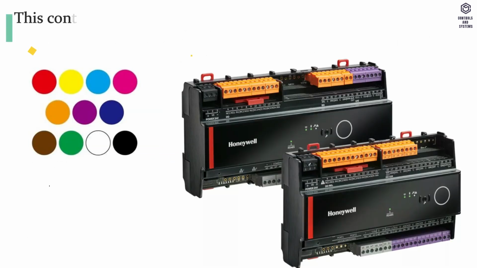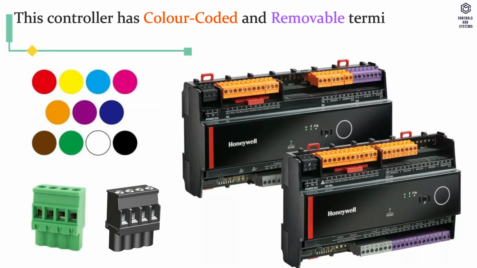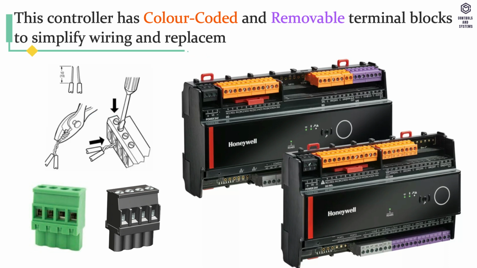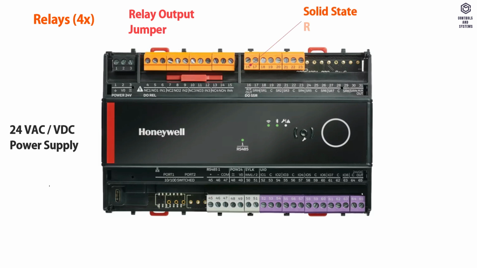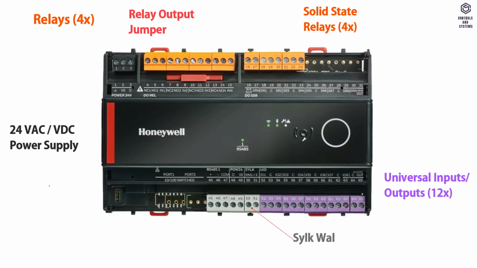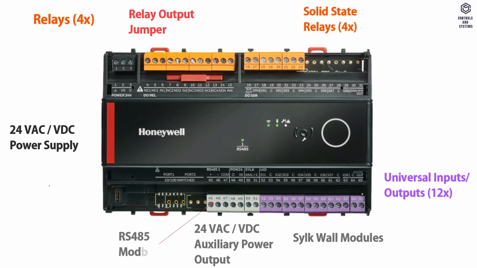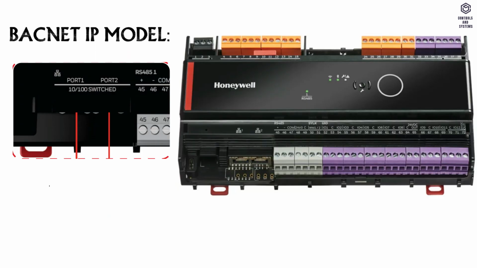Hardware overview. This controller has color-coded and removable terminal blocks to simplify wiring and replacement. These black ports are power supplies. These orange ports are relay outputs. This red color is the relay output jumper. These orange ports are solid-state relays. These violet ports are universal inputs and outputs. These two gray ports are SylkBus wall modules. These two gray ports are auxiliary power output. These three gray ports are RS-485 Modbus, for the BACnet IP model controller.